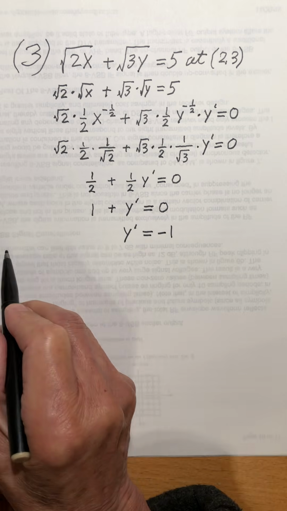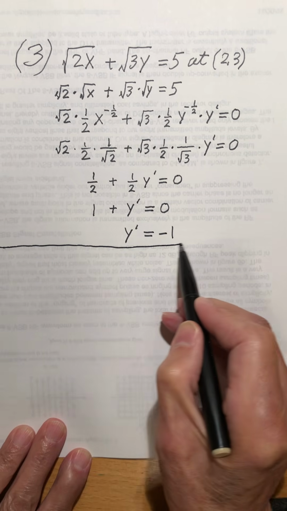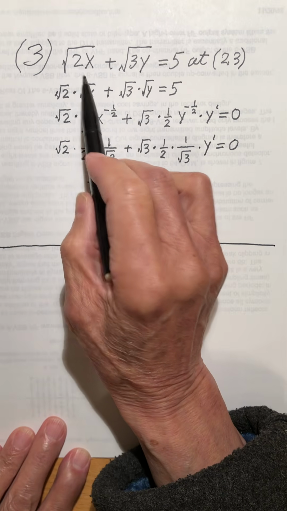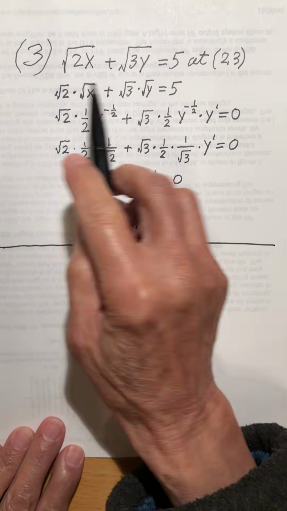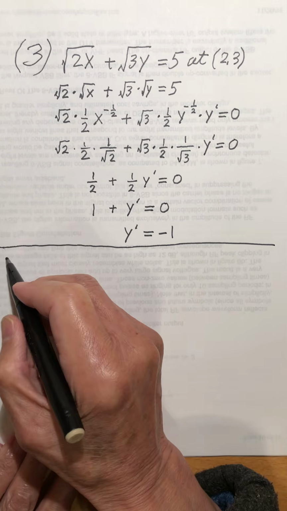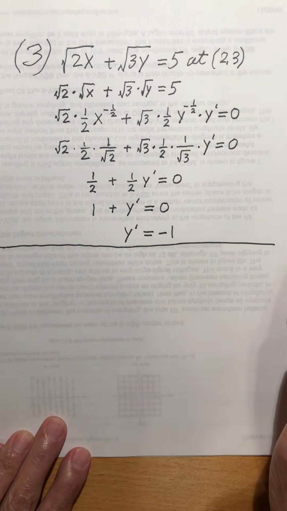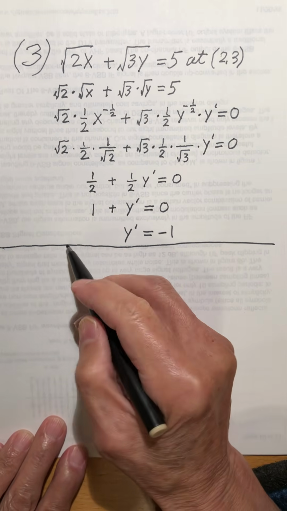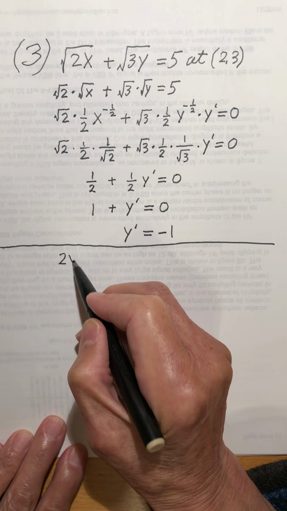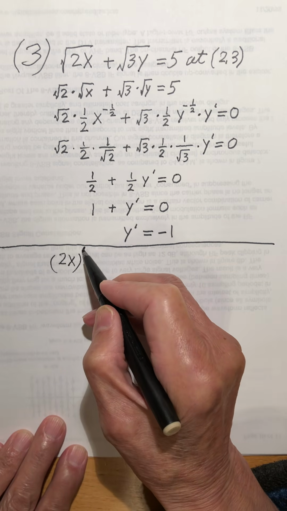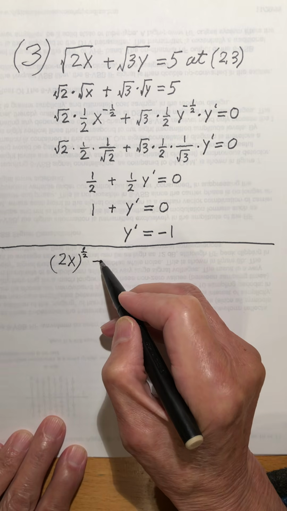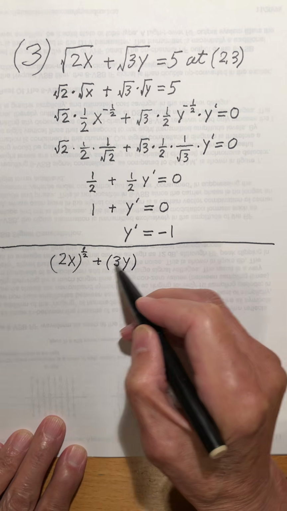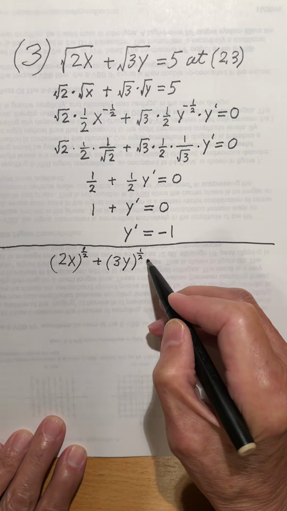So that is our answer. But what about if I do not split this into a constant multiple, I just keep the 2x? So what about that way? So another way is to rewrite this: 2x to the 1/2 power plus 3y also to the 1/2 power equals 5.